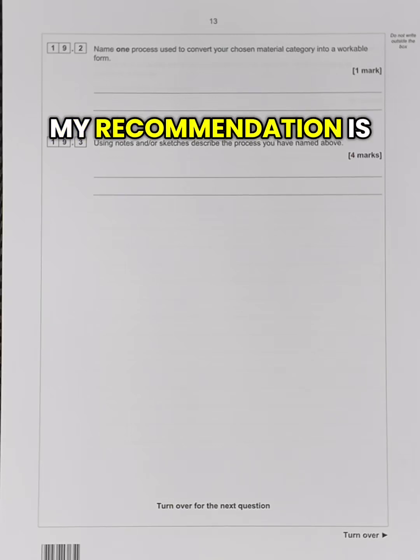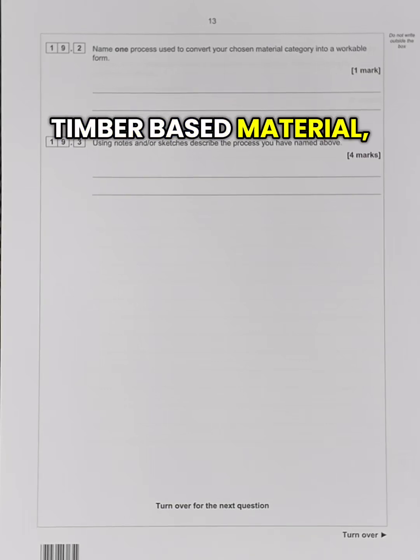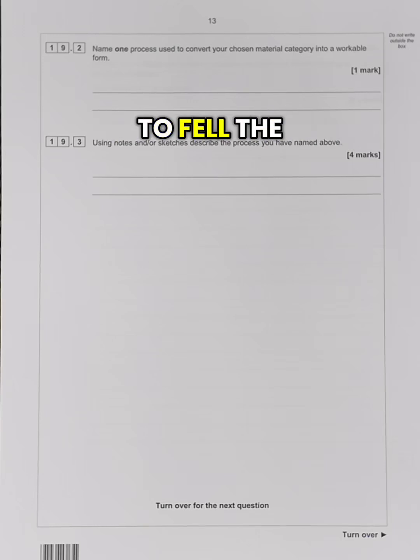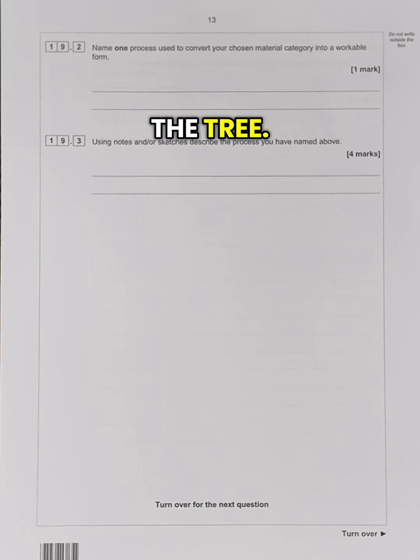Question 19.3. Use notes and or sketches to describe the process you have named above. My recommendation is to watch videos of each process so you get an idea. It's worth 4 marks, so you want to give 4 points. For example, if we're talking about timber-based materials, I would say they would need to fell the tree, debark it, cut it into planks, then season the tree. That's 4 points, 4 marks.